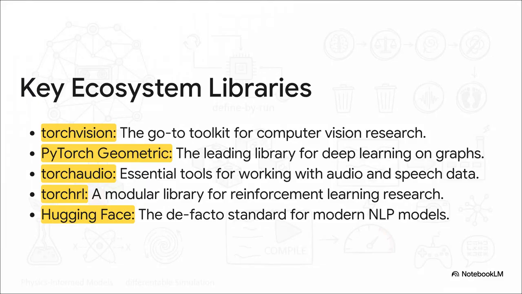You've got Torch Vision, which is the go-to for computer vision. PyTorch Geometric is the king of deep learning on graphs, which is huge for things like drug discovery. There's Torch Audio for audio, Torch RL for reinforcement learning, and of course, you can't forget the Hugging Face Transformers library. It's basically the undisputed standard for pretty much all modern NLP work. It's just a massive advantage.